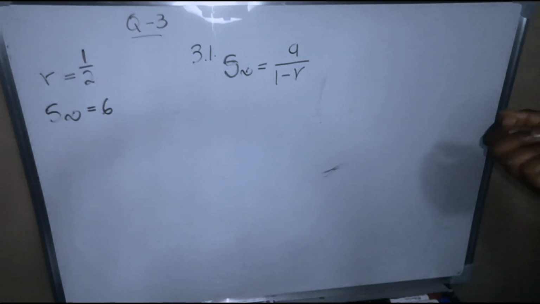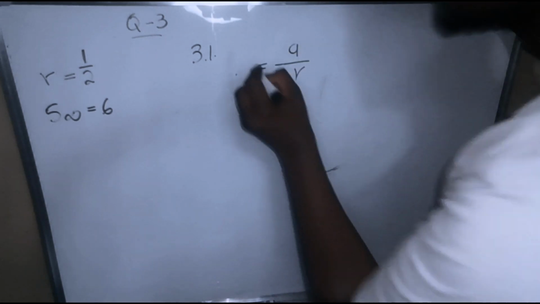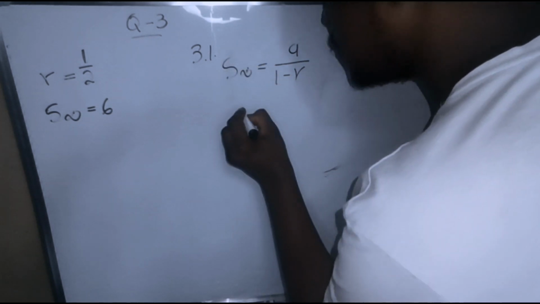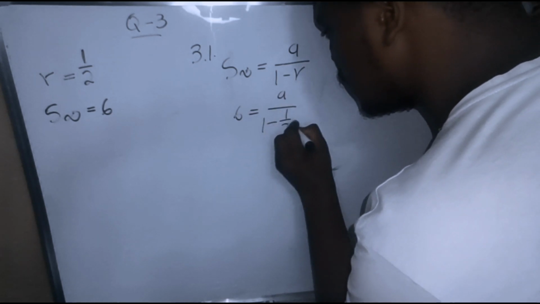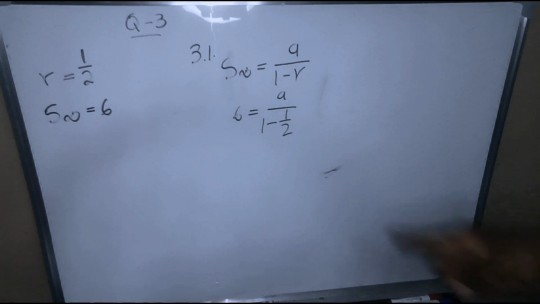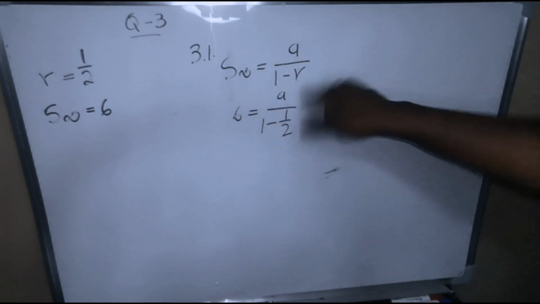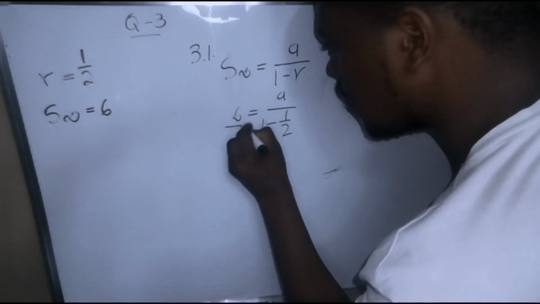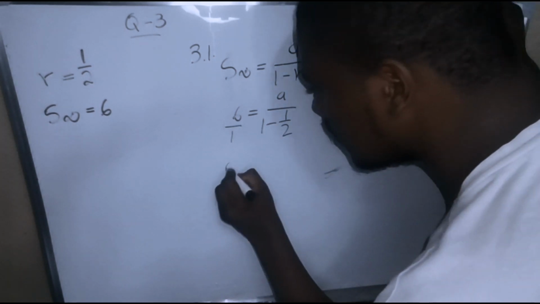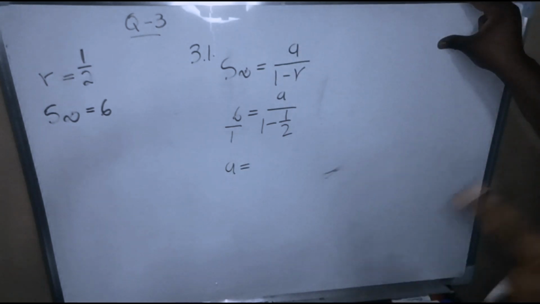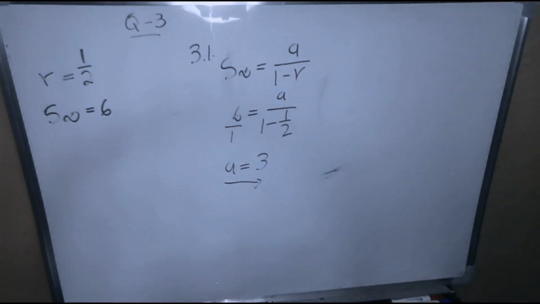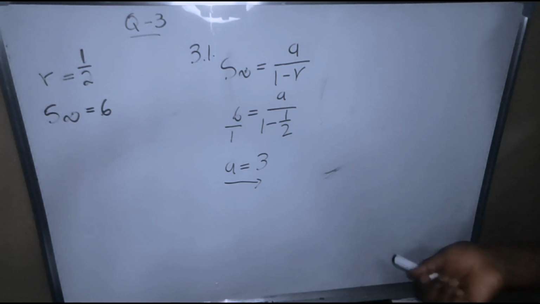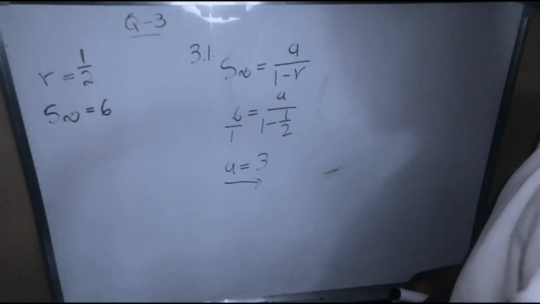Very simple. What is the value of our sum to infinity? It is 6. So we write 6 equal to a over 1 minus 1 over 2. Then you solve for a by cross multiplying. a times 1 is a. Then 6 multiplied by 1 minus 1 over 2, our answer is 3. Then you are done. This is how you find the value of a. This is our first term.